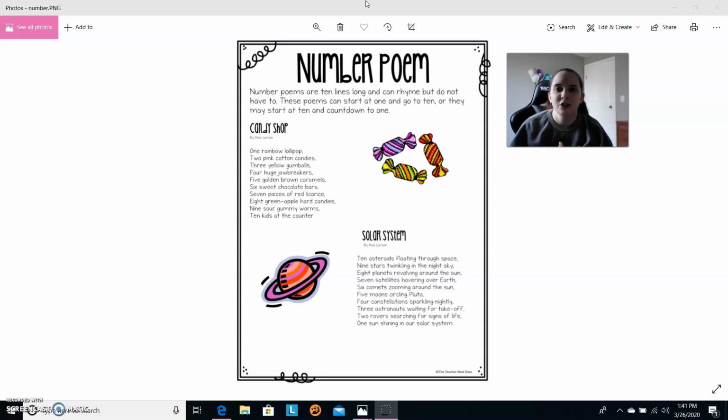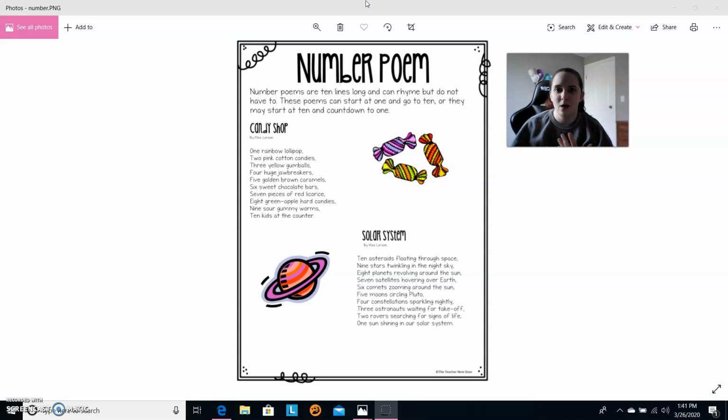at the counter. So, you're counting basically, but you can also go backwards. You don't just have to go 1, 2, 3, 4, 5, 6, 7, 8, 9, 10. You can go 10, 9, 8, 7, 6, 5, 4, 3, 2, 1, which is what the solar system one does. 10 asteroids floating through space, 9 stars twinkling in the night sky, 8 planets revolving around the sun, 7 satellites hovering over Earth, 6 comets zooming around the sun, 5 moons circling Pluto, 4 constellations sparkling nightly, 3 astronauts waiting to take off, 2 rovers searching for signs of life, 1 sun shining in our solar system.